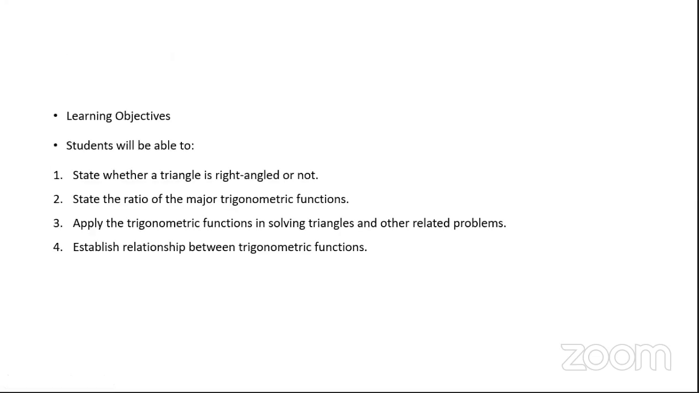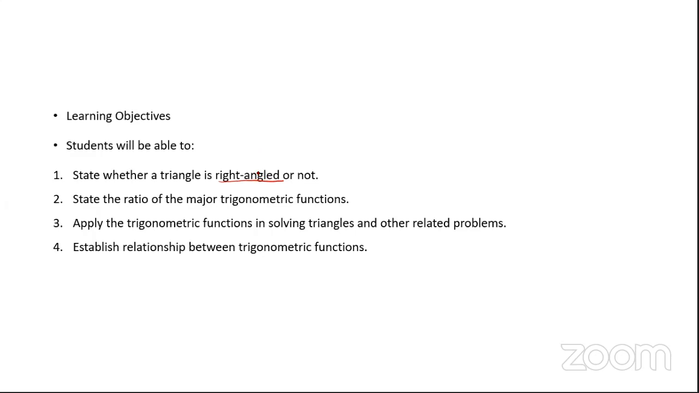The major objective is that we want to state whether a triangle is a right angled triangle or not. How do you know that? How do you know whether a triangle is a right angle or not? And I don't want to assume. What do we mean by a right angled triangle? Key words there, we are supposed to break them down. I don't want to assume that you all know what a right angled triangle means.